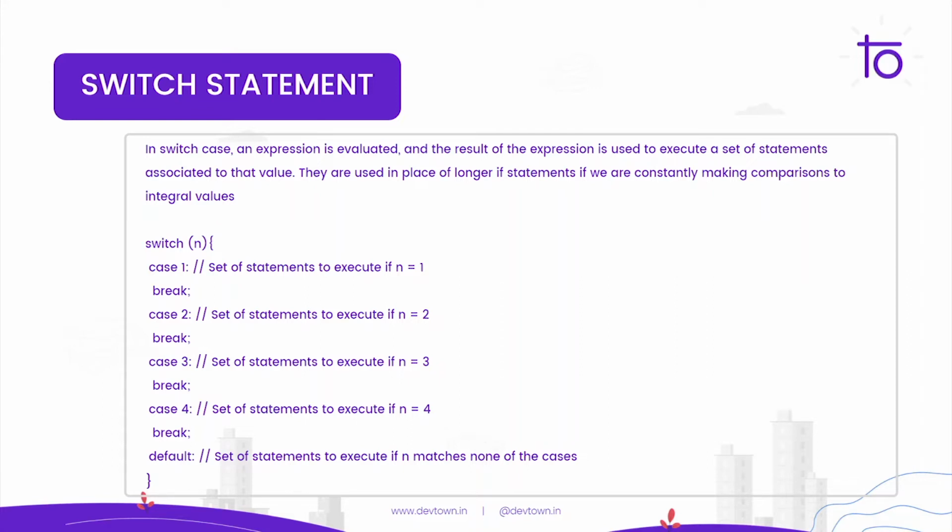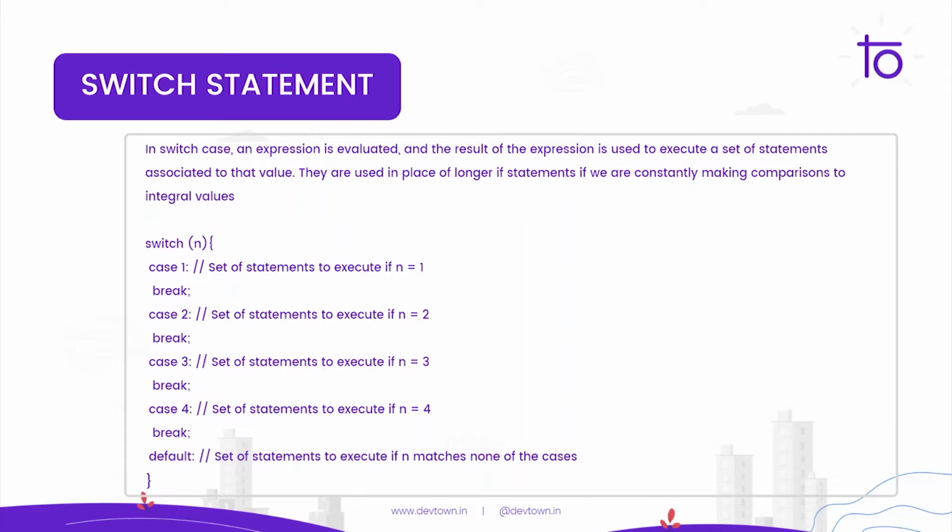So this would be the syntax: switch an expression within it. Then within the brackets, for each value the expression could take. In this case, if we have integer values, n could be 1, 2, 3, 4, and so on. So if n is 1, then case 1 will be executed, set of statements which are linked to the case if n equal to 1. And then when the break is encountered, we come out of the switch case block.